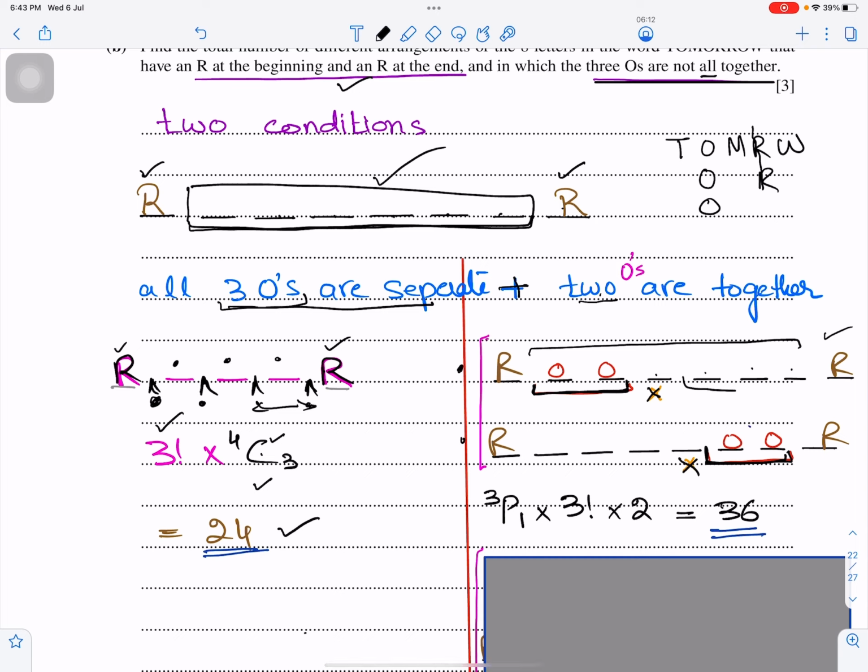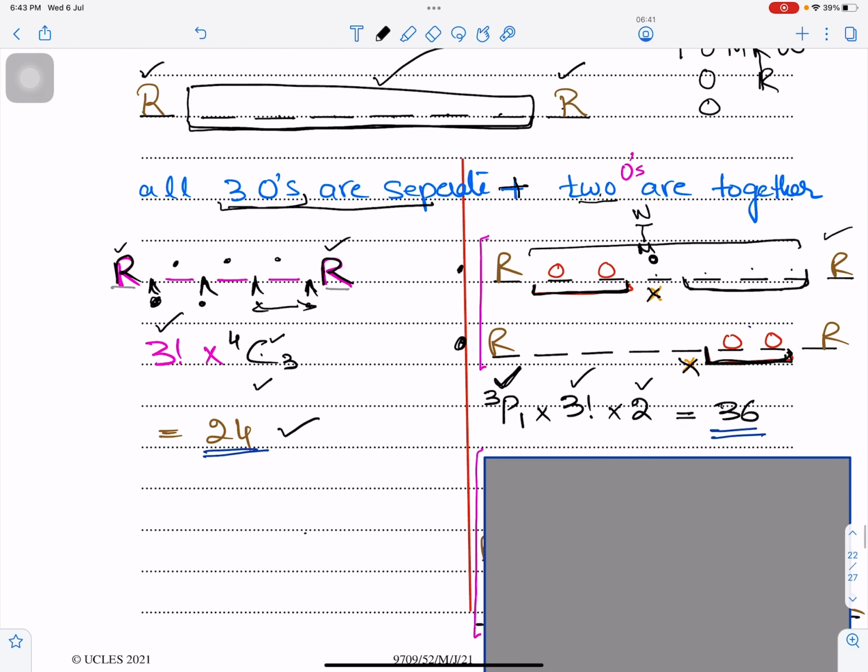Out of these 3 places, at this place only T, M or W can come. So I'm writing 3P1. And then these 3 places can be taken by any remaining letters, which are 3. I'm writing 3 factorial. Why do I write here 2? Because there is another such case when O's will be shifted at this end. Right? Now, what about the other cases when 2 O's are together?